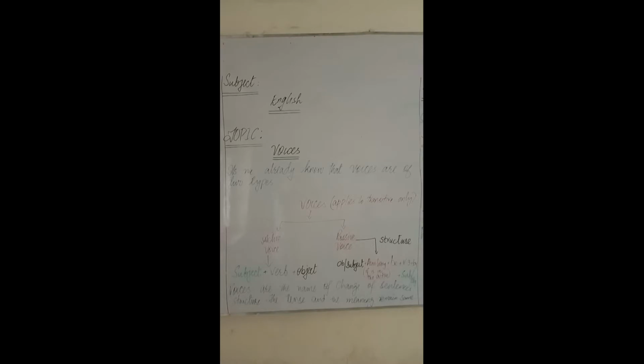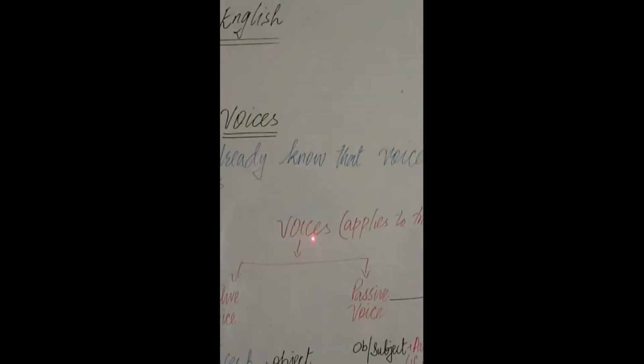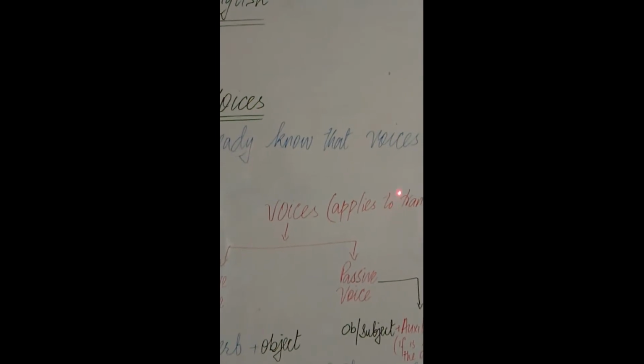My subject is English, and the topic today that I have chosen in applied grammar is voices. Because this is the class of higher studies, as we already know, voices are of two types. What are voices? Voices apply only to transitive verbs. So the focus is: what is a transitive verb?